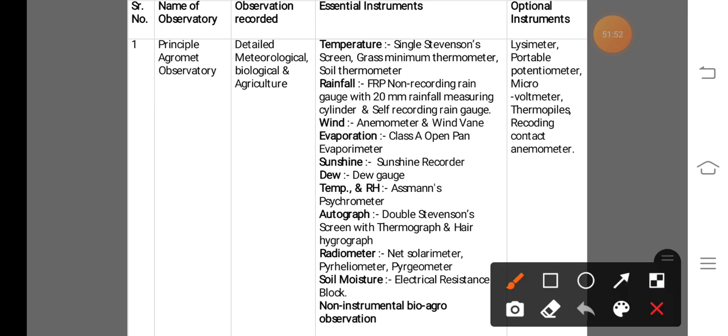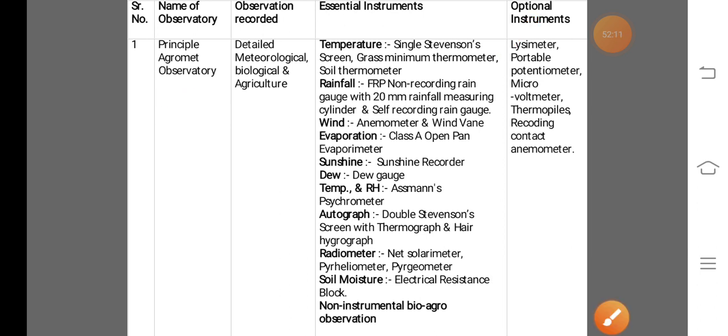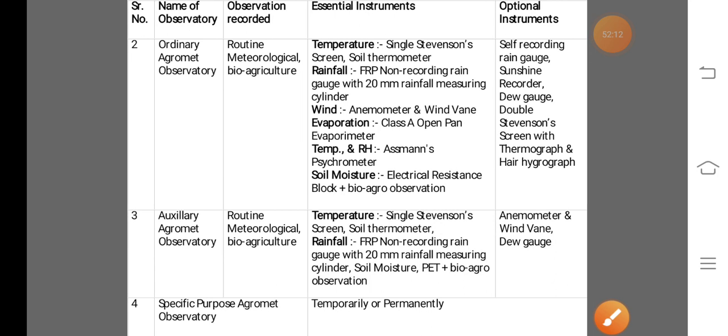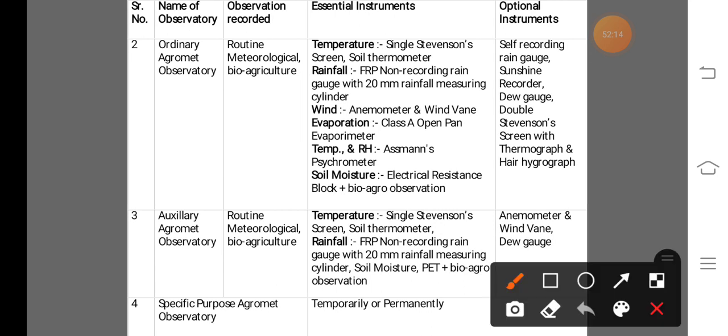Now the optional instruments in case of the principal agromet observatory, that means A type observatory. Here lysimeter, portable potentiometer, microvoltmeter, thermopiles, and recording contact anemometer are the optional instruments in the A type agromet observatory or principal agromet observatory. Next one, B type of agromet observatory.